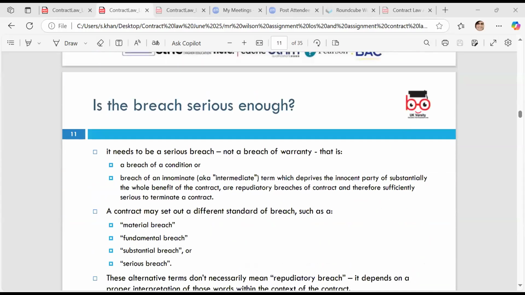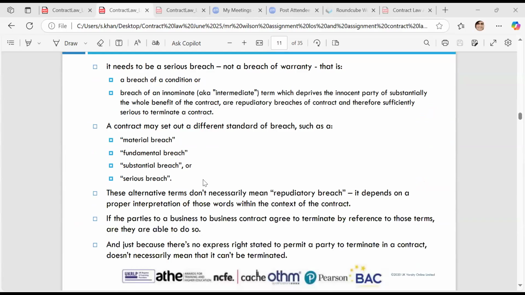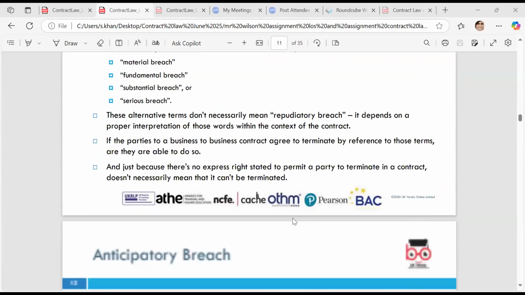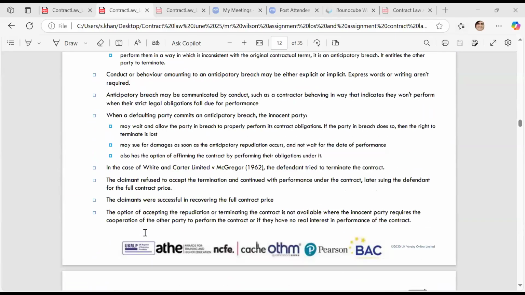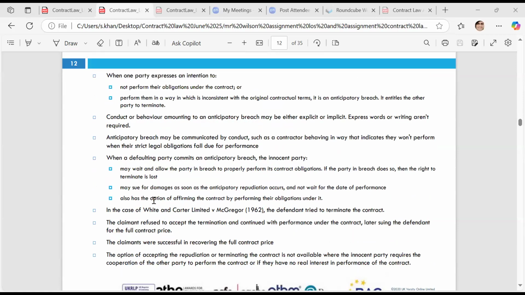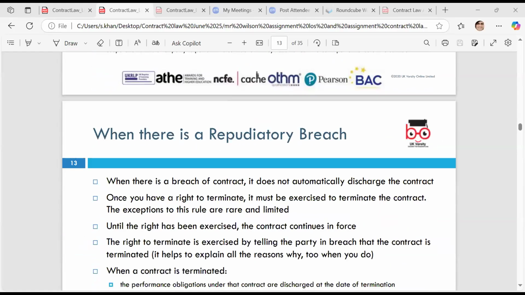Is the breach serious enough? It depends on the type of terms and conditions and whether there is a serious breach. Anticipatory breach occurs where one party indicates, either through words or actions, that they will not fulfill their contractual obligations before the performance date. This allows the other party to treat this as a breach and take action, such as terminating the contract or seeking damages.